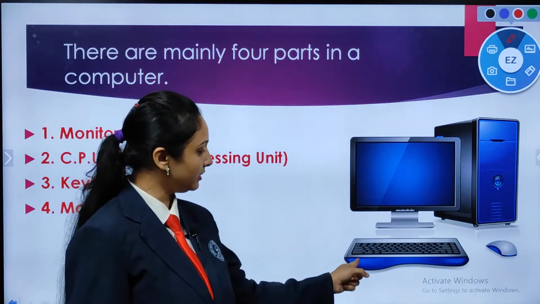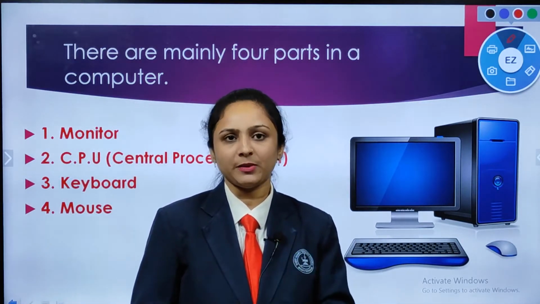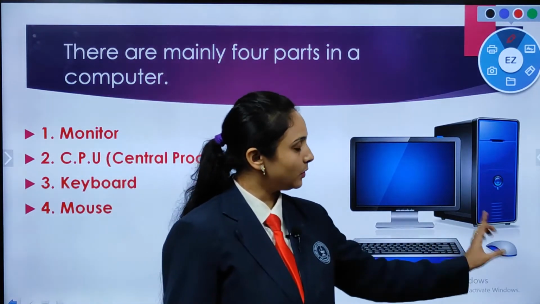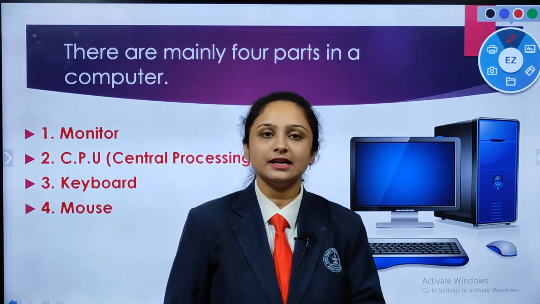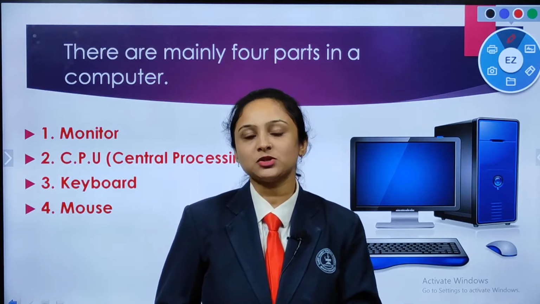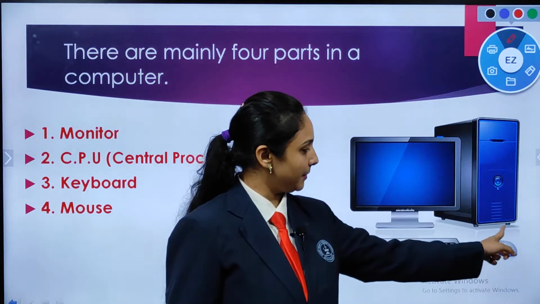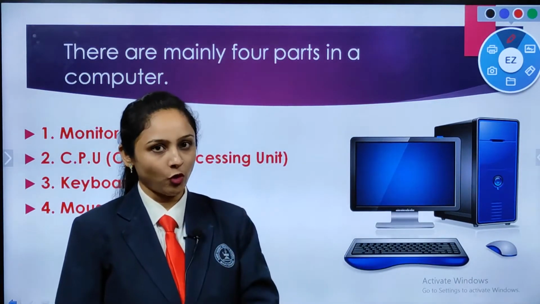Can you see the keyboard here? Yes. The keyboard has many keys, many switches on it. And the last one is the mouse, a small device here. Can you see? Yes, it looks like a rat, a mouse. So the name also is given in that manner, the same appearance. So these are the main four parts of the computer.